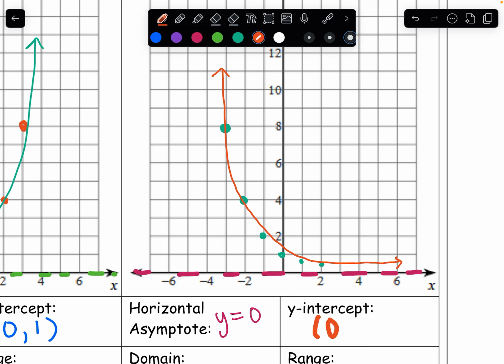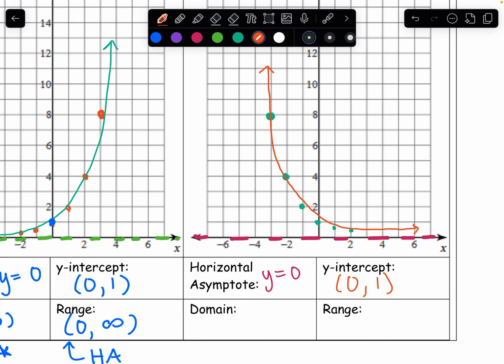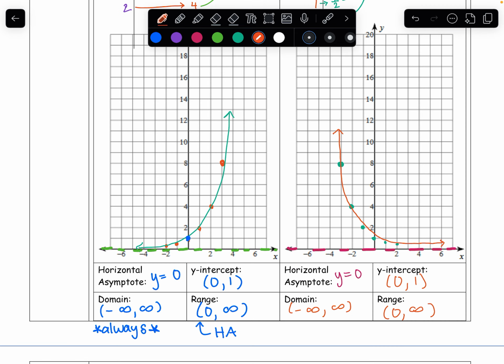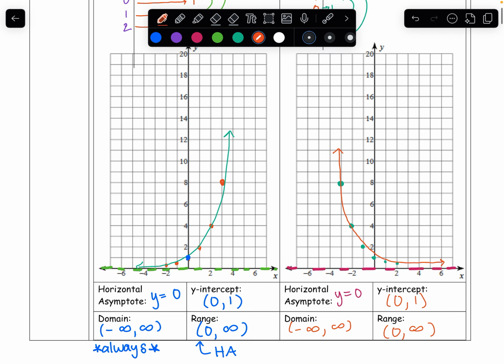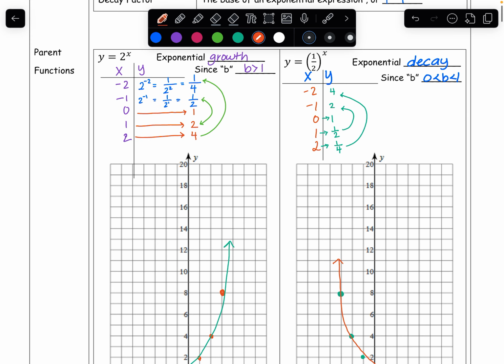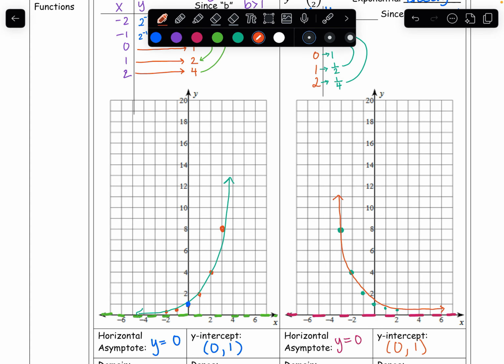And so our y-intercept is going to be, well, lo and behold, the same thing. Domain is the same, and our range is the same. And that's because it's a parent function. Not a lot's going to change. The only thing that's going to change is if it's growth or decay, and the values on either side of the y-axis.